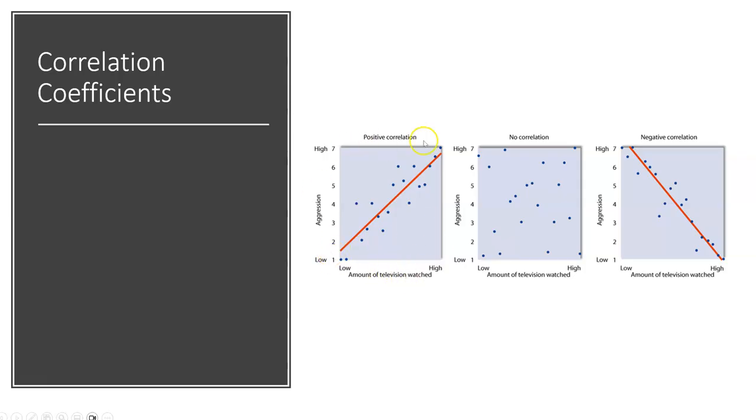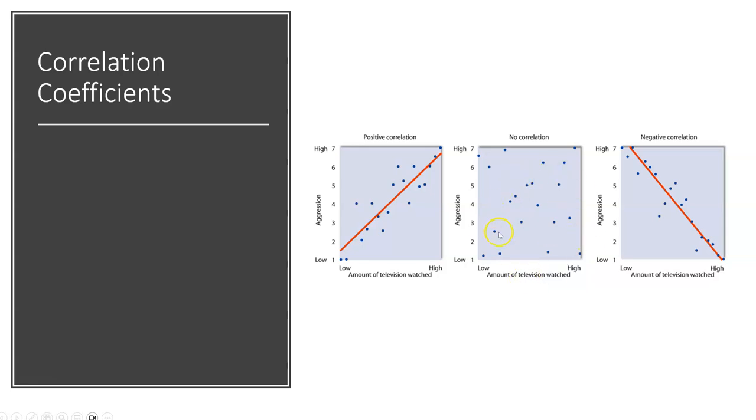And this version, I wouldn't say it would be as strong a correlation as this, but we tend to see a positive correlation between those variables. We tend not to see this, that as the amount of television watched goes up, aggression goes down. We tend not to see that in the real data. In some studies, we find no relationship.